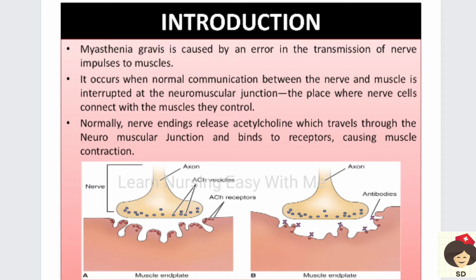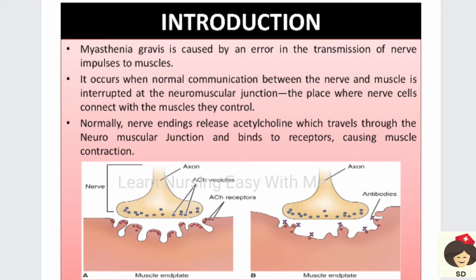So coming to the condition myasthenia gravis, it occurs because of some problem in the nerve endings, that is where the nerve ends in a muscle. This area where the nerve ends in a muscle is called the neuromuscular junction, and in the neuromuscular junction there are receptors called acetylcholine receptors. These acetylcholine receptors are responsible for releasing the acetylcholine. Whenever there is some problem, the acetylcholine is not secreted properly, so muscle contraction and muscle action are lost, and that condition is called myasthenia gravis.